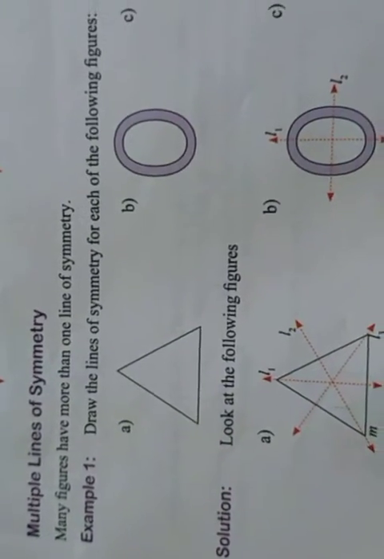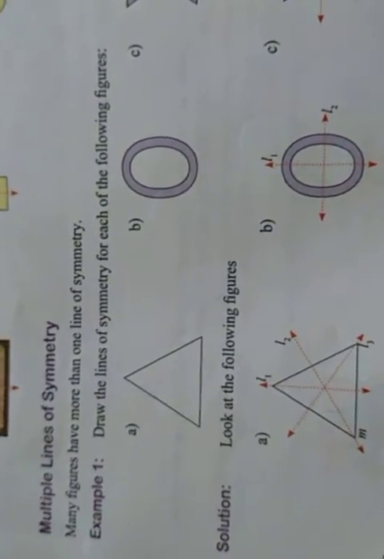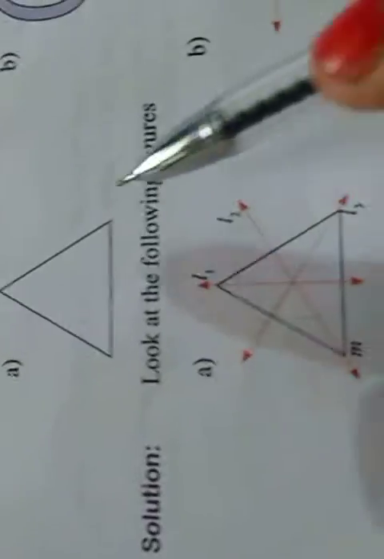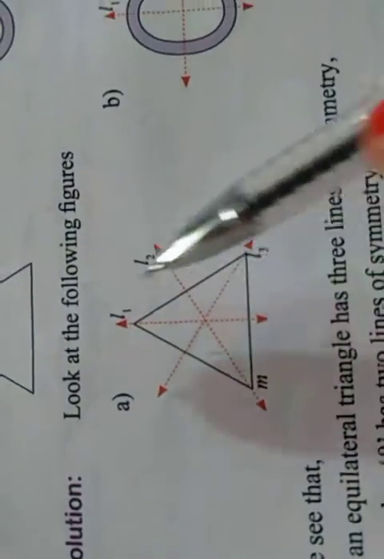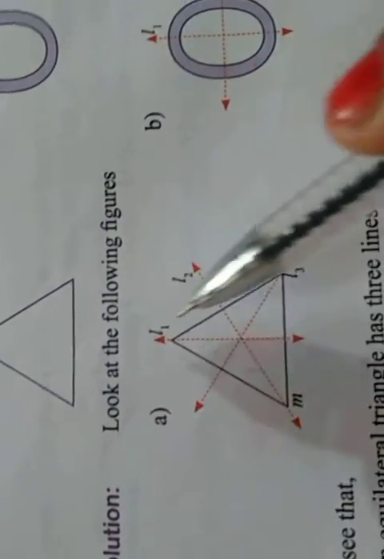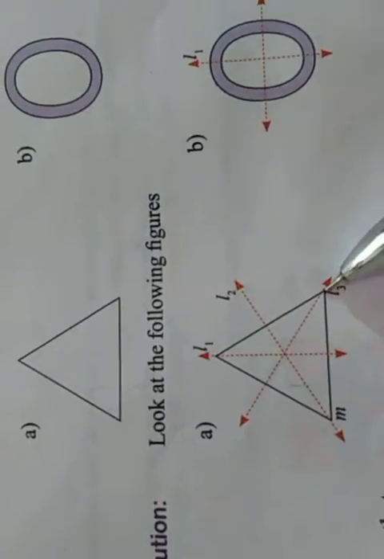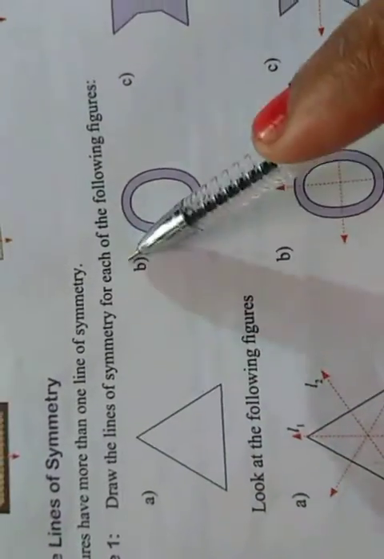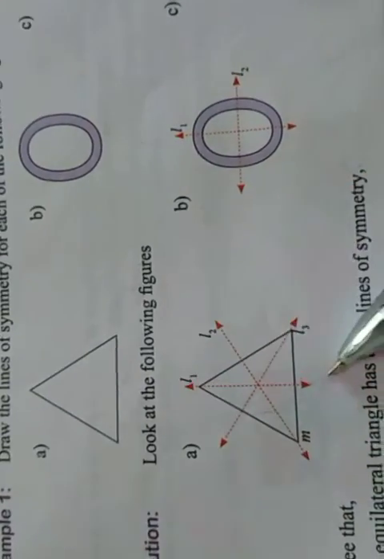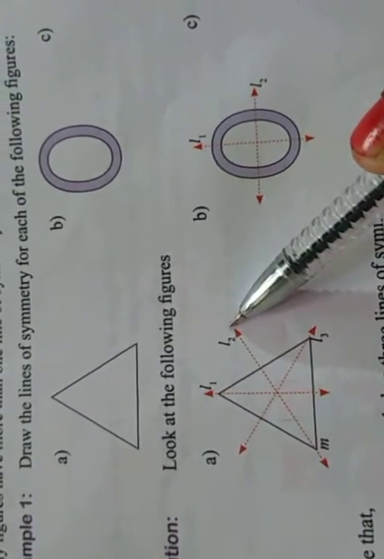Then, multiple lines of symmetry. Many figures have more than one line of symmetry. So here is a figure of an equilateral triangle. It will have three lines of symmetry. Draw the line of symmetry for each of the following. You will draw an equilateral triangle and then draw the lines of symmetry here.